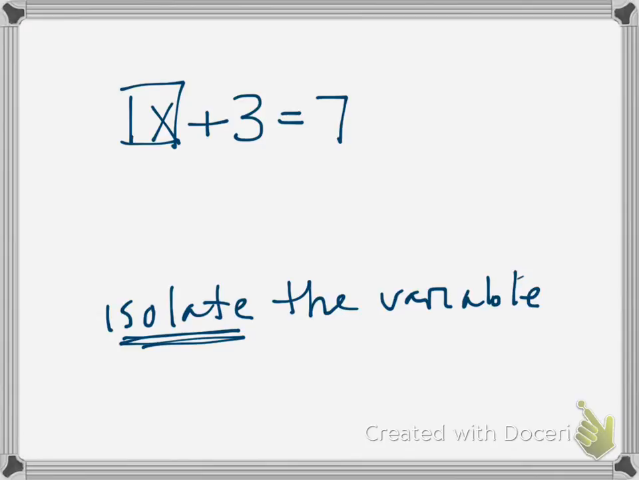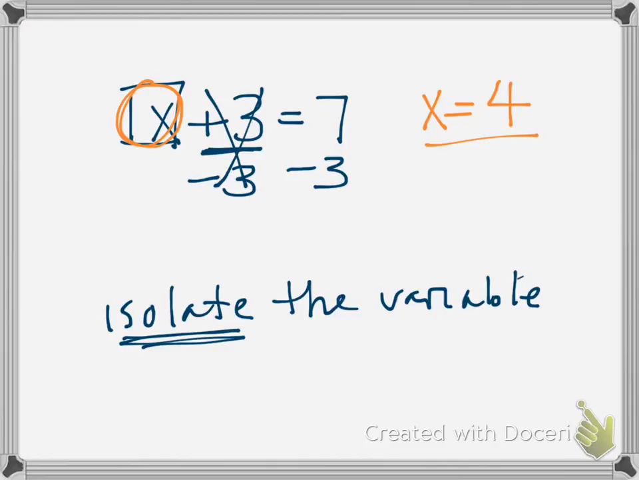So the thing that's keeping this from being by itself is this positive 3. The opposite of positive 3 is negative 3. But I have to do it on both sides. Now if you put a positive 3 and a negative 3 together, that makes a 0. And my x is now happily all by itself. Then I got to clean up whatever mess is over here. So in the end, x will equal 4. So that's a one-step equation with addition in it.